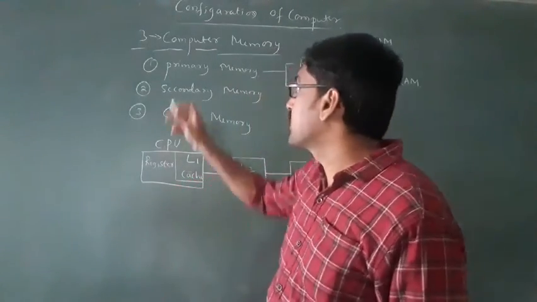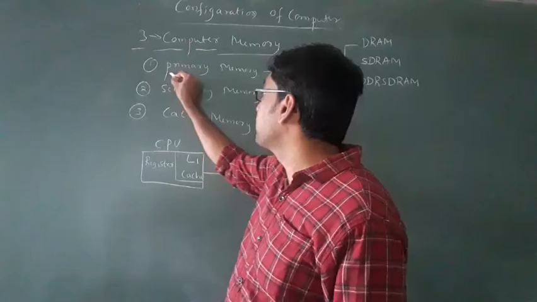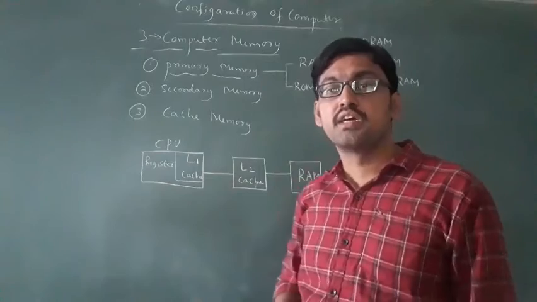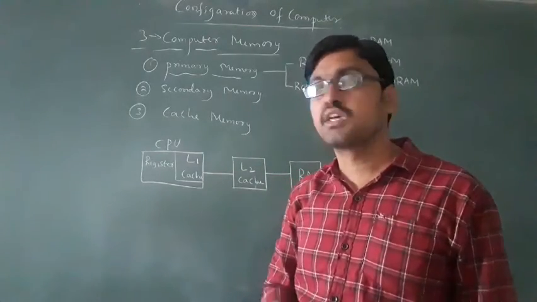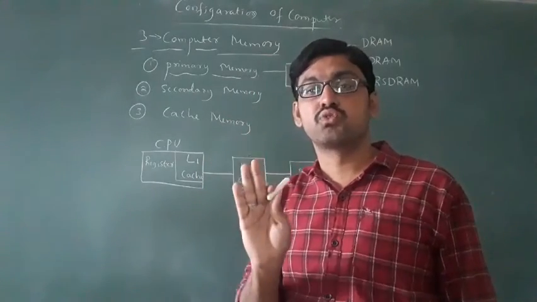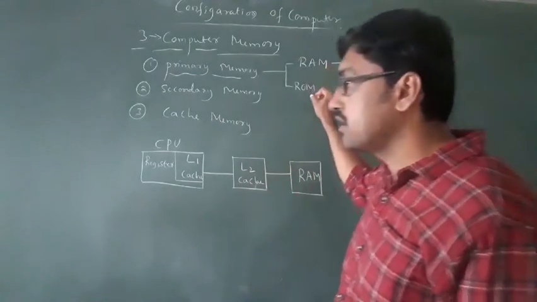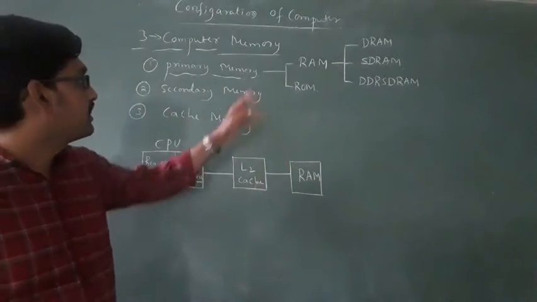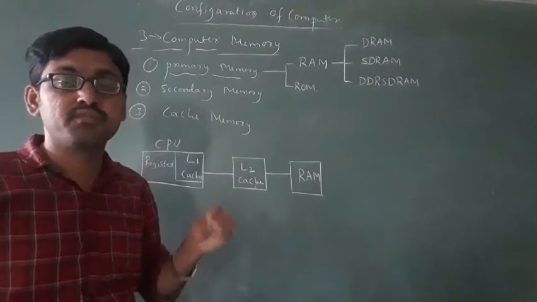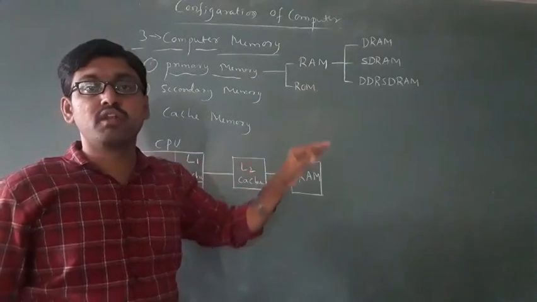There are 3 types of computer memory. The first one is primary memory, the second one is secondary memory, and the third one is cache memory. Already you know this from first year. Primary memory stores the data and instructions temporarily. Examples of primary memory are RAM and ROM. In first year you discussed the difference between RAM and ROM. RAM means random access memory, ROM means read only memory.